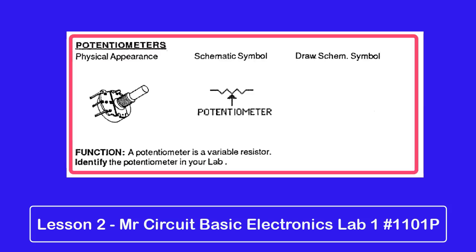Next, we have potentiometers. Notice we've drawn a potentiometer there. It looks like a little volume control. It's got a shaft that you can twist, and it's a variable resistor. And you can draw the schematic symbol on your paper. The function of a potentiometer is a variable resistor. You can identify the potentiometer in your lab.